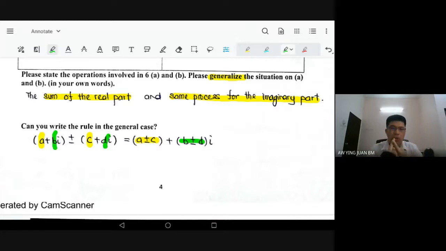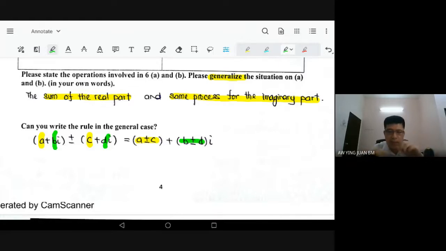You mesti kena tahu, what is complex number? What is real? What is imaginary? What is Cartesian form? Siap. Next part, what is I? I equals to square root of negative 1. What about I square? Negative 1.